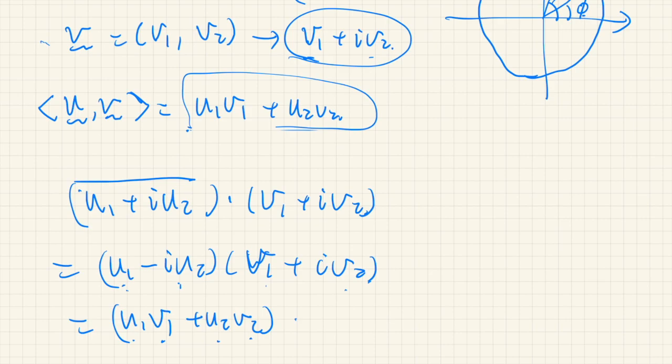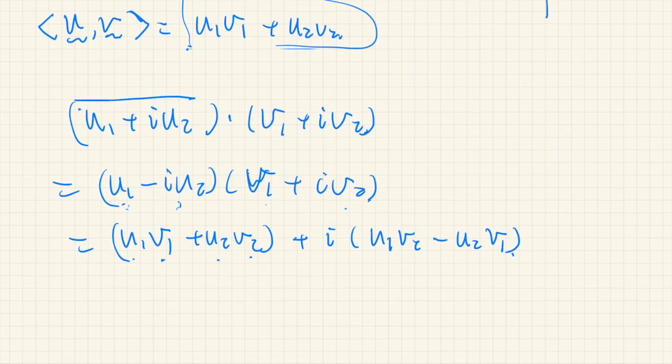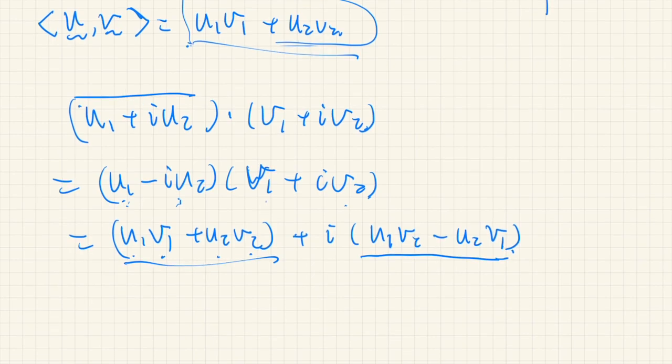And the imaginary part is, let's see, i and u1 v2 and minus u2 v1. So you can see the real part is the same as the scalar product, and you should ask then what this imaginary part corresponds to in terms of the product, or maybe another product. That we will see in a later video, hopefully.